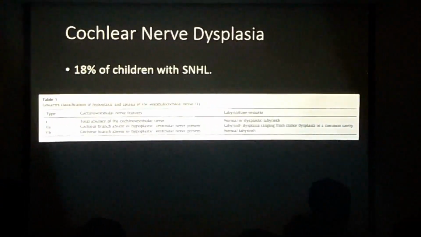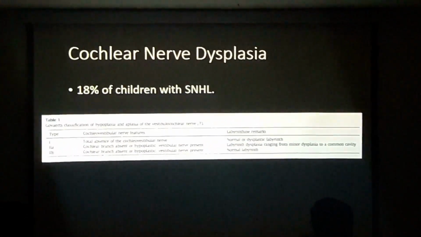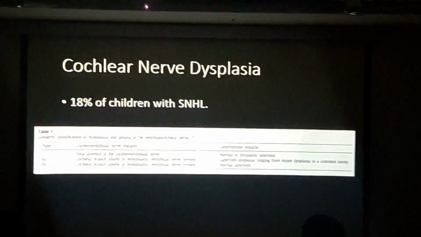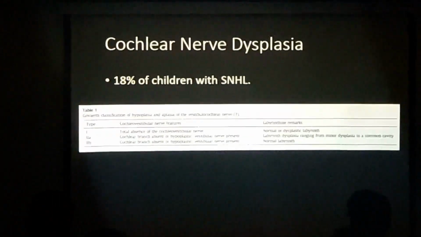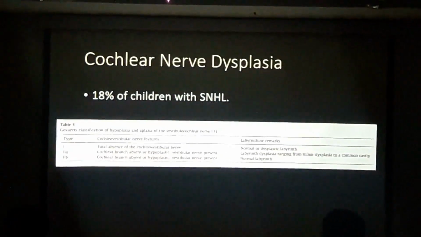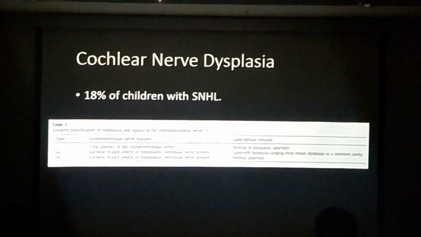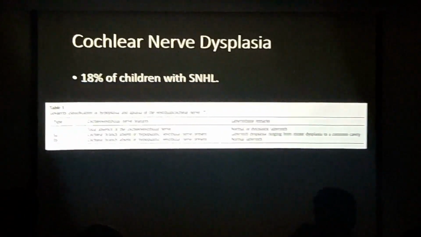Once you have done about 10 cochlear implantations, your hands get going. But one caution you need to understand.